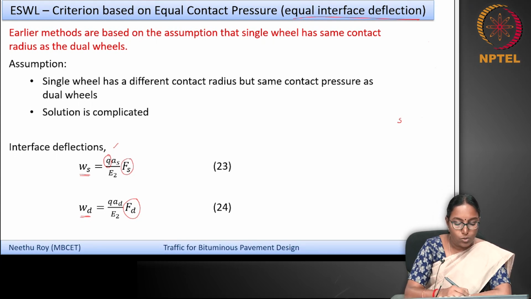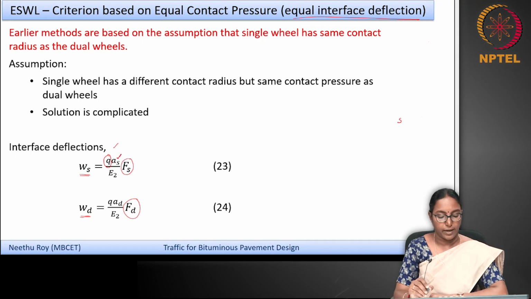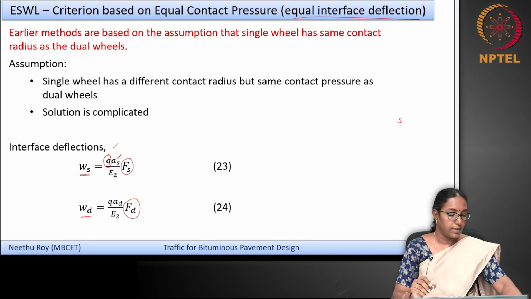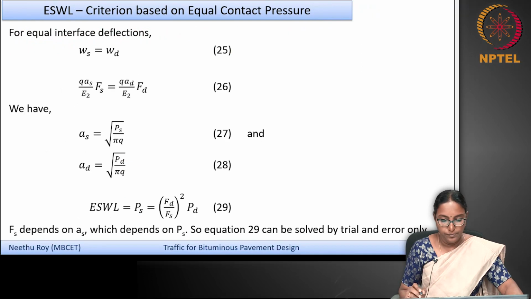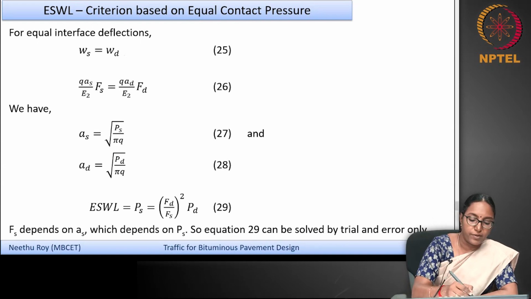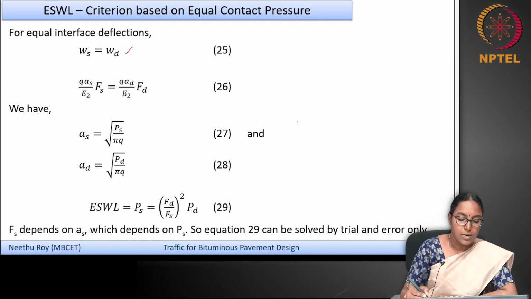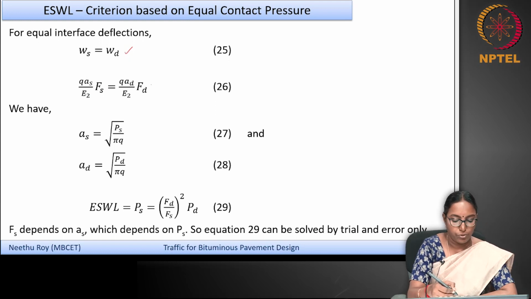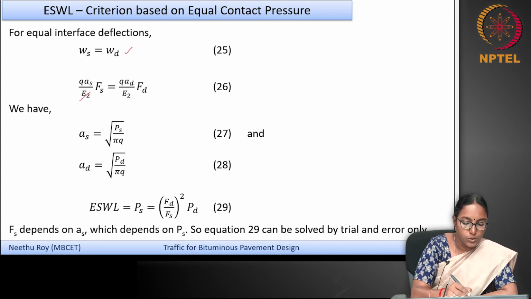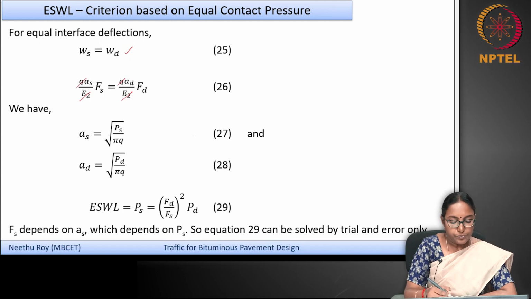In this, Q is taken as constant, whereas the radii of contact are denoted as AS and AD because they are different. Now equating the deflection due to the single and the dual wheel: Q AS by E2 into Fs is equal to Q AD by E2 into Fd. So we can cancel these, and what we know is that AS Fs is equal to AD Fd.